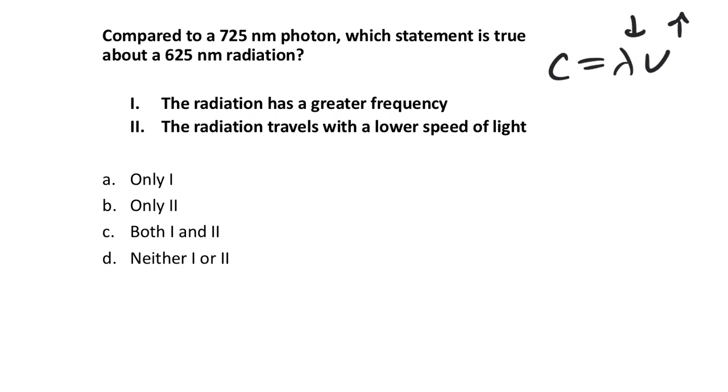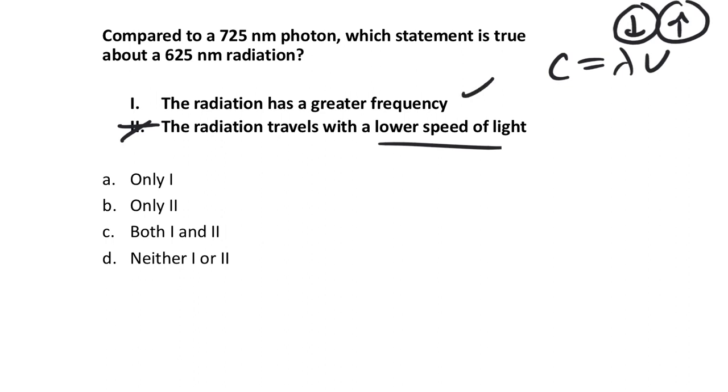I don't think this is the best worded question as I sit here and read through it. But I think we can all agree that they both travel at the same speed of light. So statement 2 is clearly not true. They both travel at the exact same speed of light. And then compared to the 725, the 625 has a lower wavelength, which should lead it to have a greater frequency. And so it should have a greater frequency.